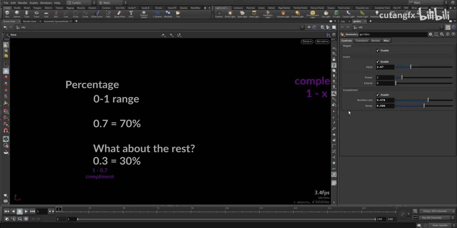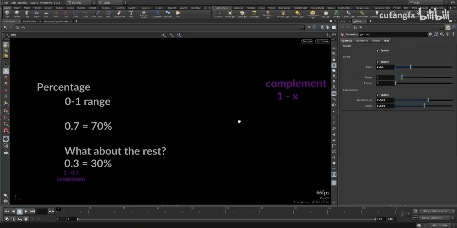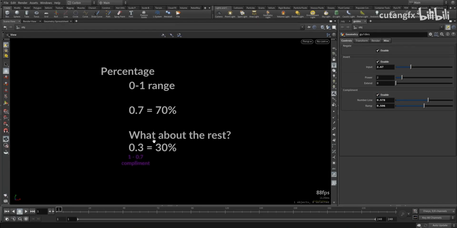And yet it's probably one of the simplest to understand. It's simply just 1 minus x. And the easiest way to see that is when we look at percentages. So percentage, we all know, so something like 70%. But 70% really is mathematically represented as 0.7. Okay? Because if you multiply something by 0.7, what you're getting is 70% of the original.